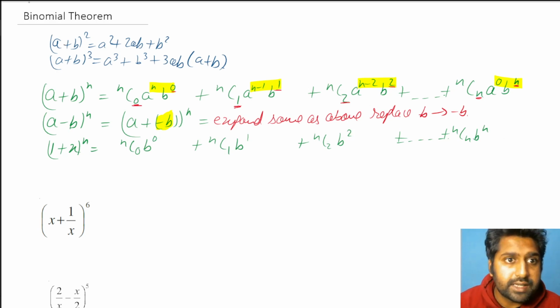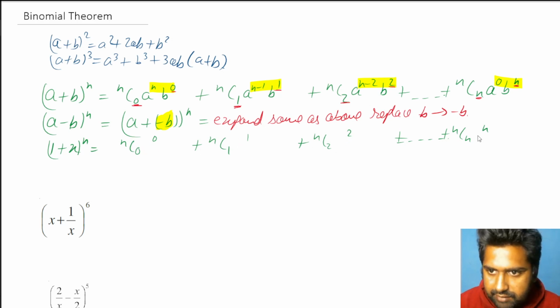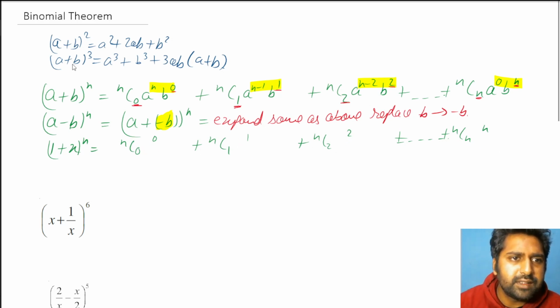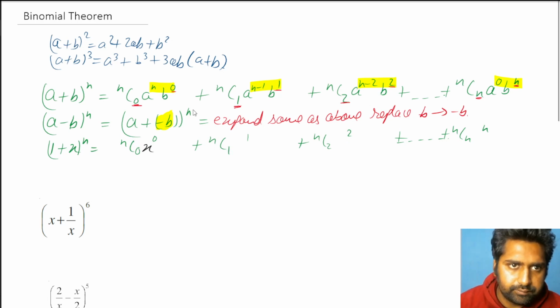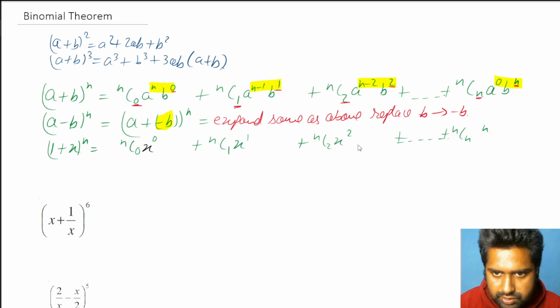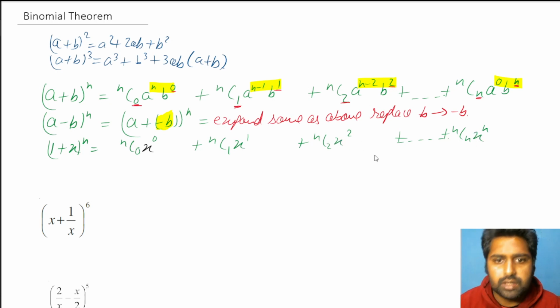Oh sorry, b was x now actually. So instead of b I have to write x. So basically you keep on increasing the power of x, that's it. You don't have to deal with n. x raised to power 0, x raised to power 1, 2, 3 and x raised to power n.